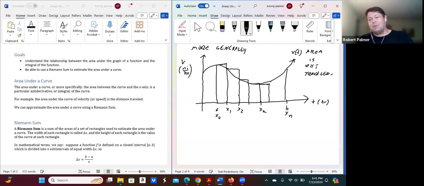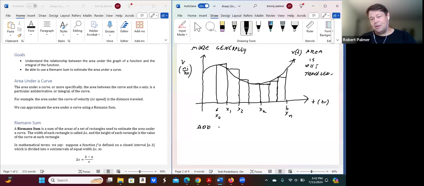And if you notice what's happening, although we're making these rectangles, it's not working out perfectly, as you can see. Sometimes our rectangle goes above the function, sometimes it goes below. And that's part of the issue. But what we can do then is add up the area of these rectangles, and that will approximate or estimate the area under the curve. As you see, not perfectly. There are some issues there, and we'll talk about how to improve that, but that's the idea.